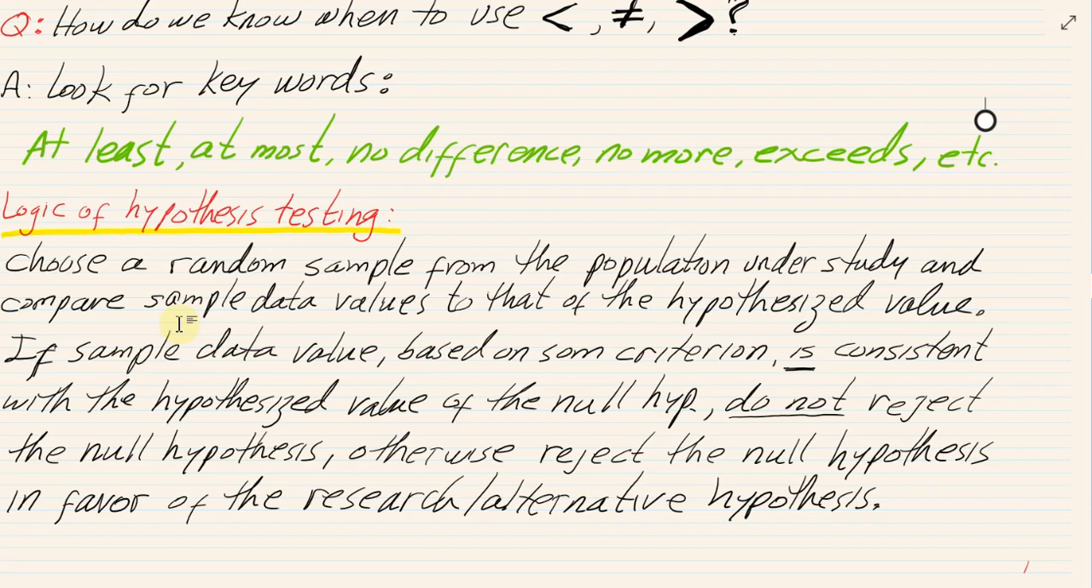Okay. So if our sample data value, based on some criterion, oh sorry, I left the E out in some, right here.